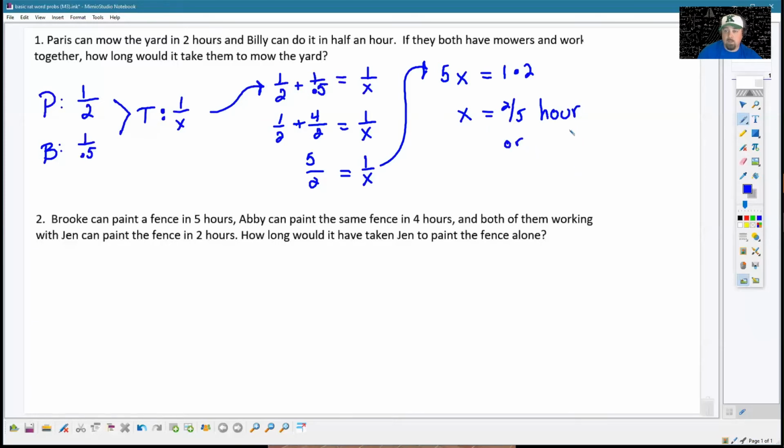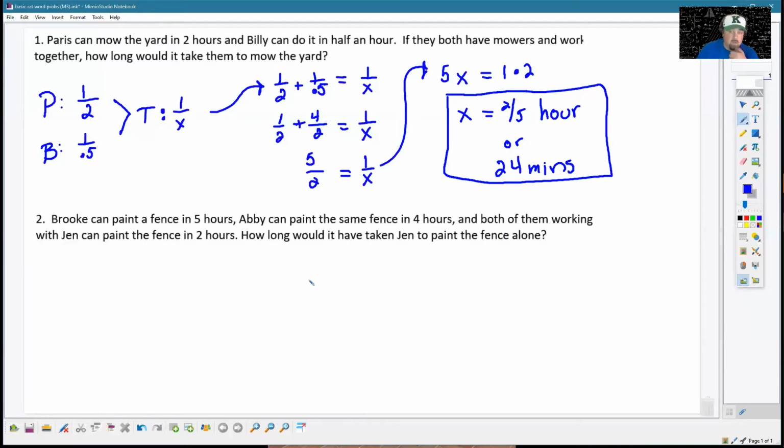Now, if I wanted to put that in something that's a little bit easier to digest, because 2/5 of an hour isn't really how we talk often, we take 2/5 and multiply that by 60. So 2/5 is 0.4, times 60 tells me that another way I could represent that is as 24 minutes. And that's how long it would take them to complete that yard together.